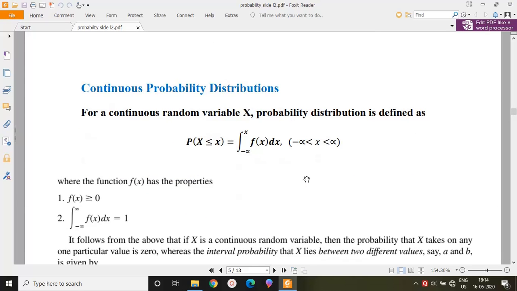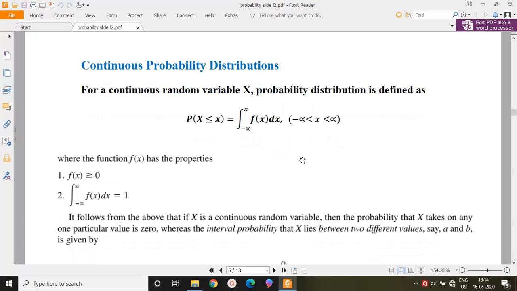Let us now go to continuous probability distributions. As I already explained, continuous probability distributions are for random variables which are continuous in nature. For a continuous random variable, you have this f of x. This f of x is known as probability density function. This is not PDF, which we keep telling as portable document format. This is probability density function.